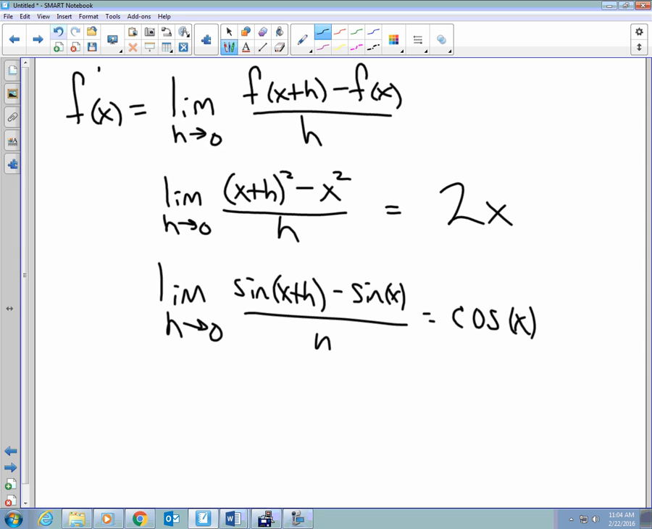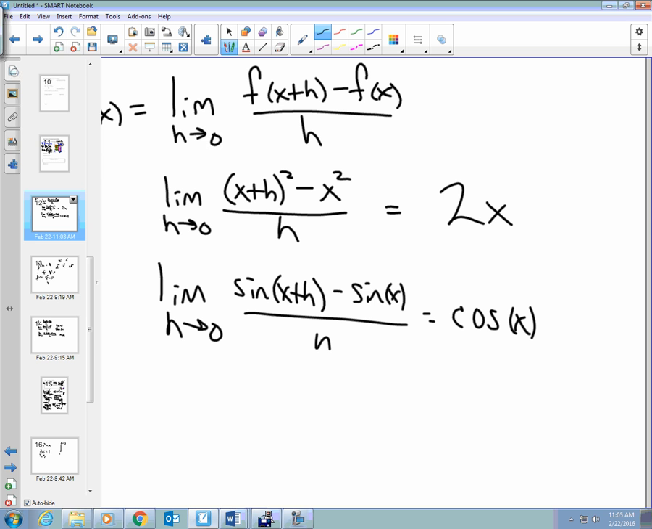Function x squared, when you do this, you get the derivative. Function, when you do this, you get the derivative. Now, if you don't believe me, multiply this out. x squared plus 2xh plus h squared minus x squared all over h, you're going to get 2x. If you don't believe me, work it out. We did many problems like this, didn't we? So, this is the function. That's the derivative. You got that in your brain?